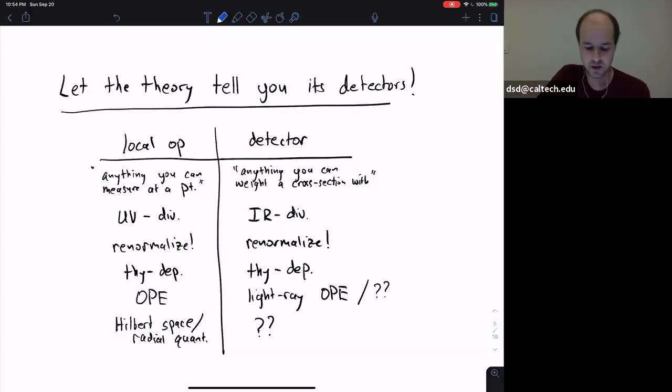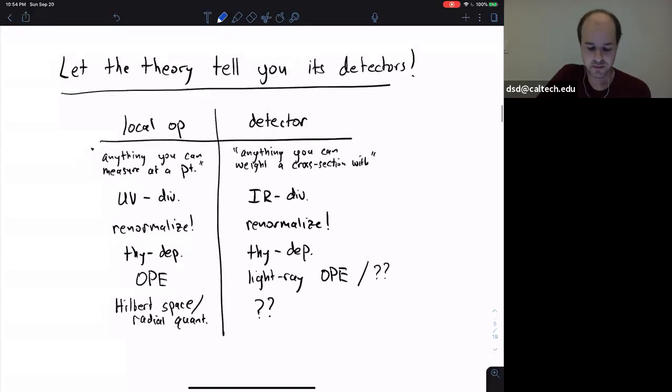So what is a local operator? Well, we should think of a local operator as roughly anything that you could measure at a point. The meaning of that phrase is really a theory-dependent thing. It's not something that you get to pick before knowing the theory. And that's sort of the theme of this slide. You have to let the theory tell you what its good observables are.